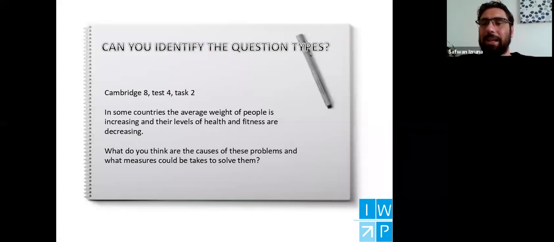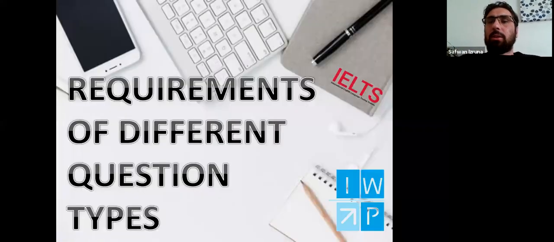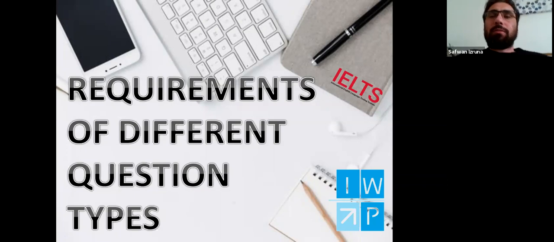Okay, yeah. So the correct answer is situation or problem solution. This is what this question is usually referred to. Good. So let's take a look at the requirements of the different types of questions.